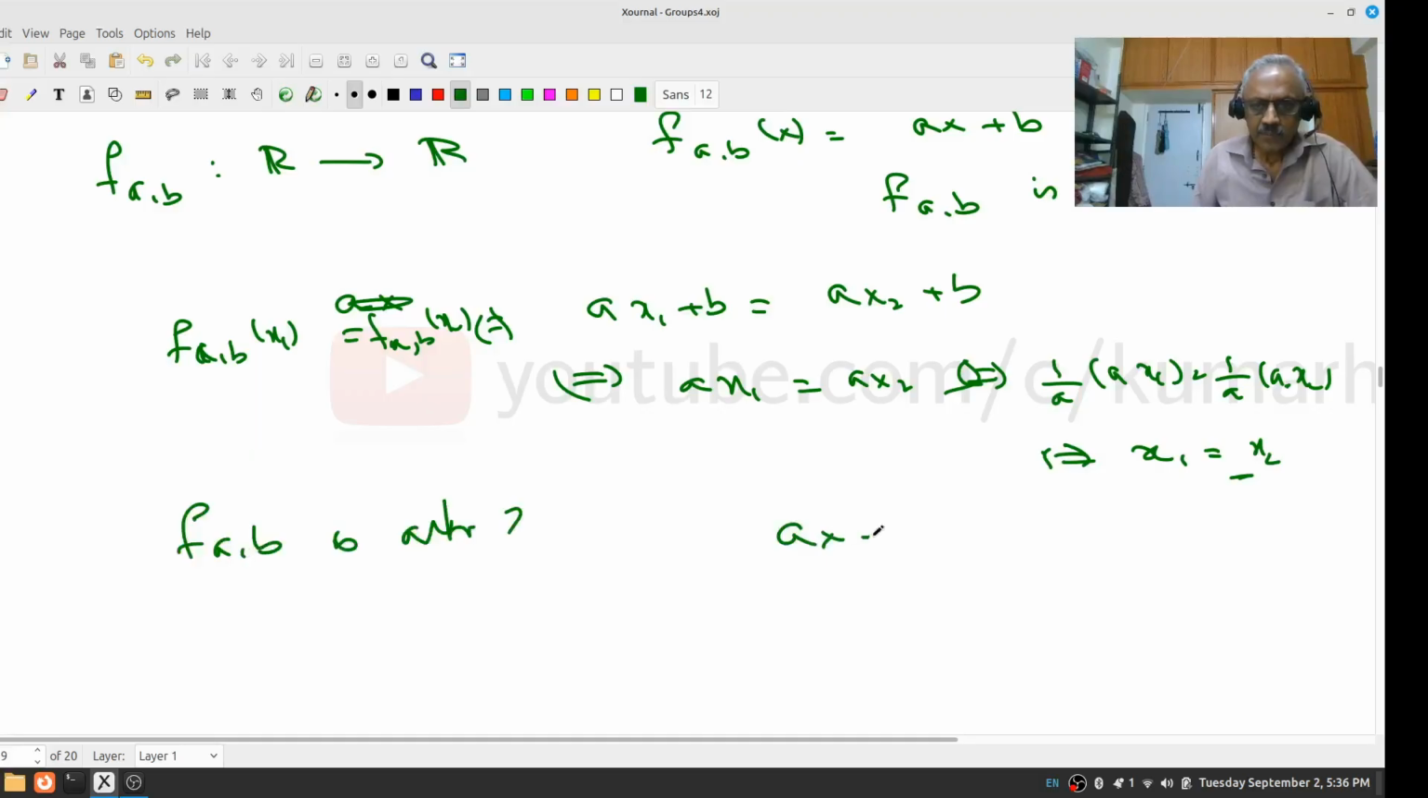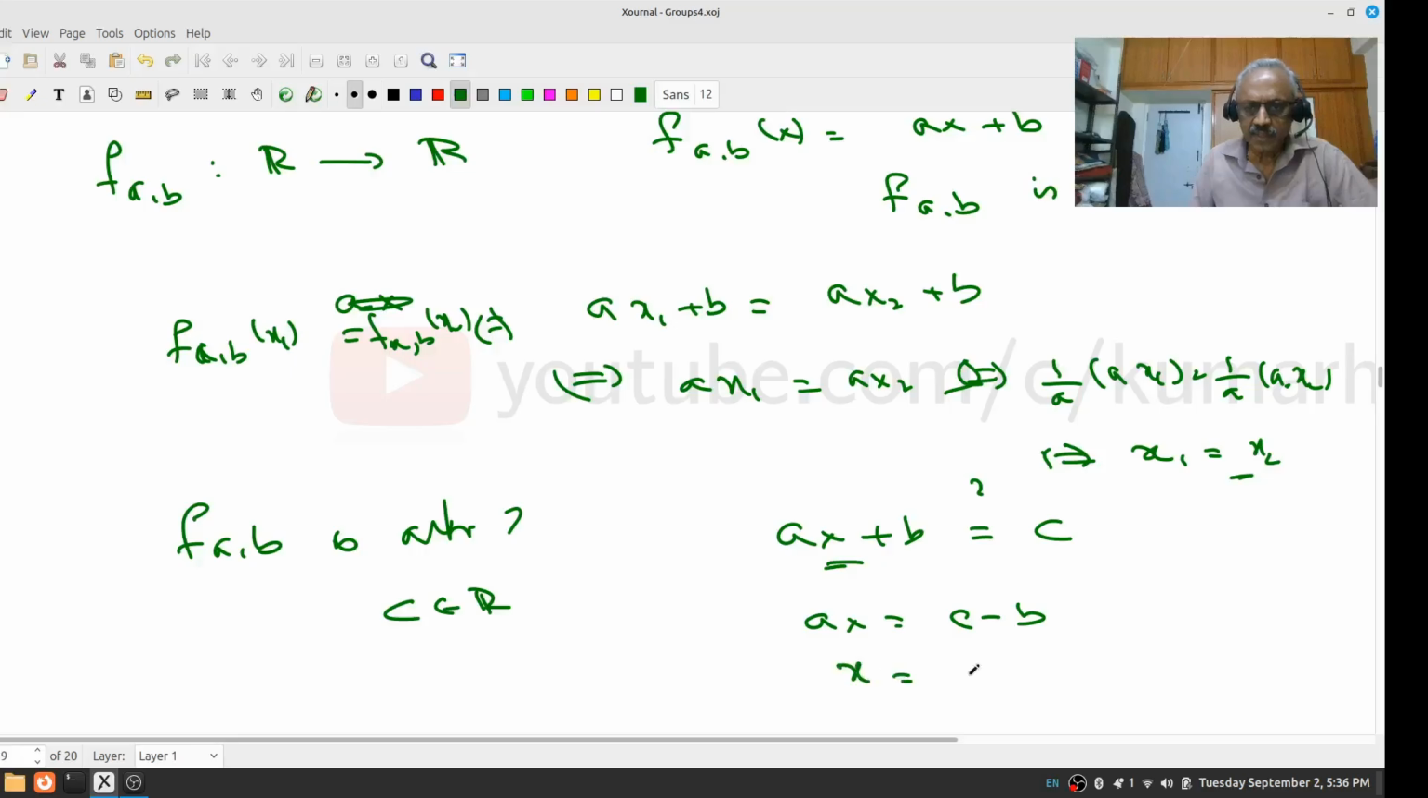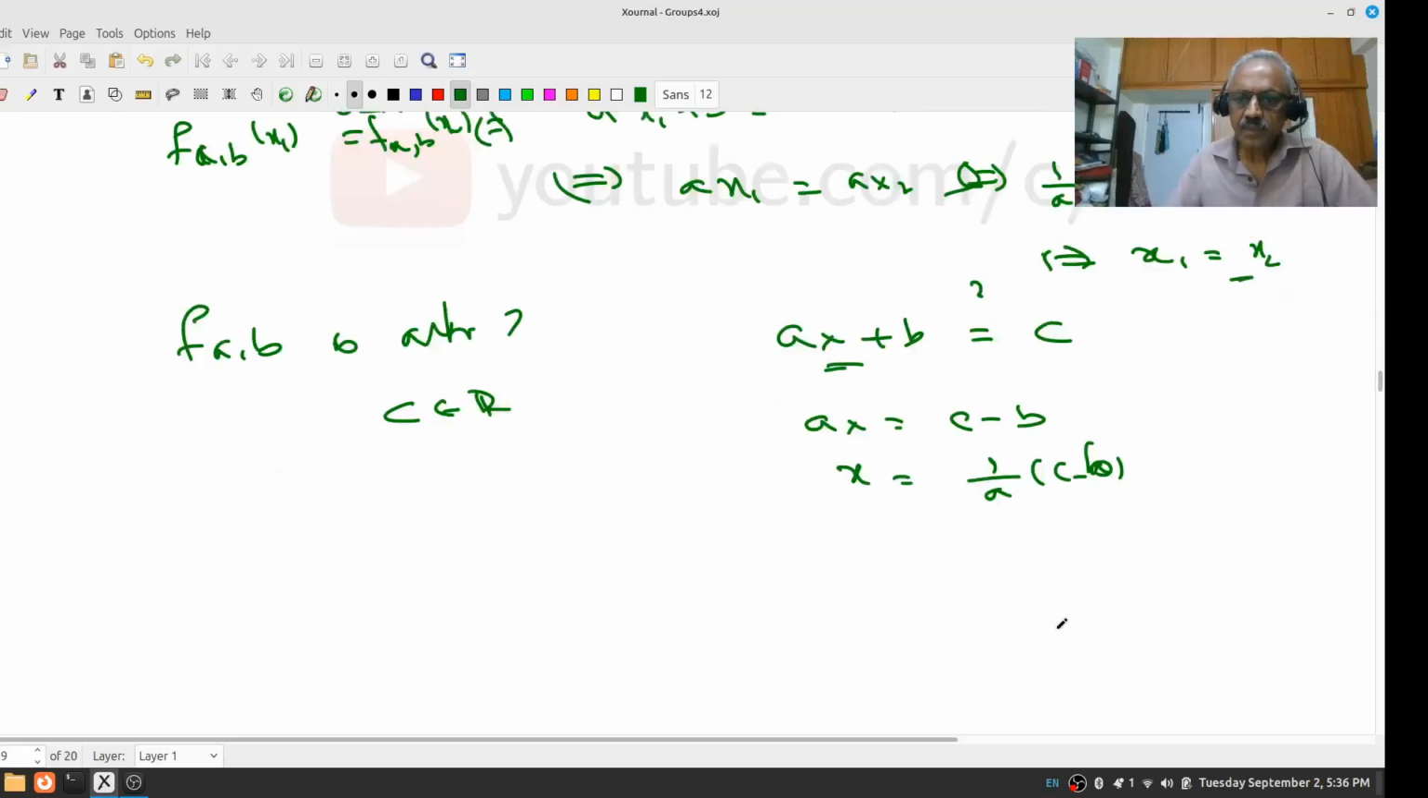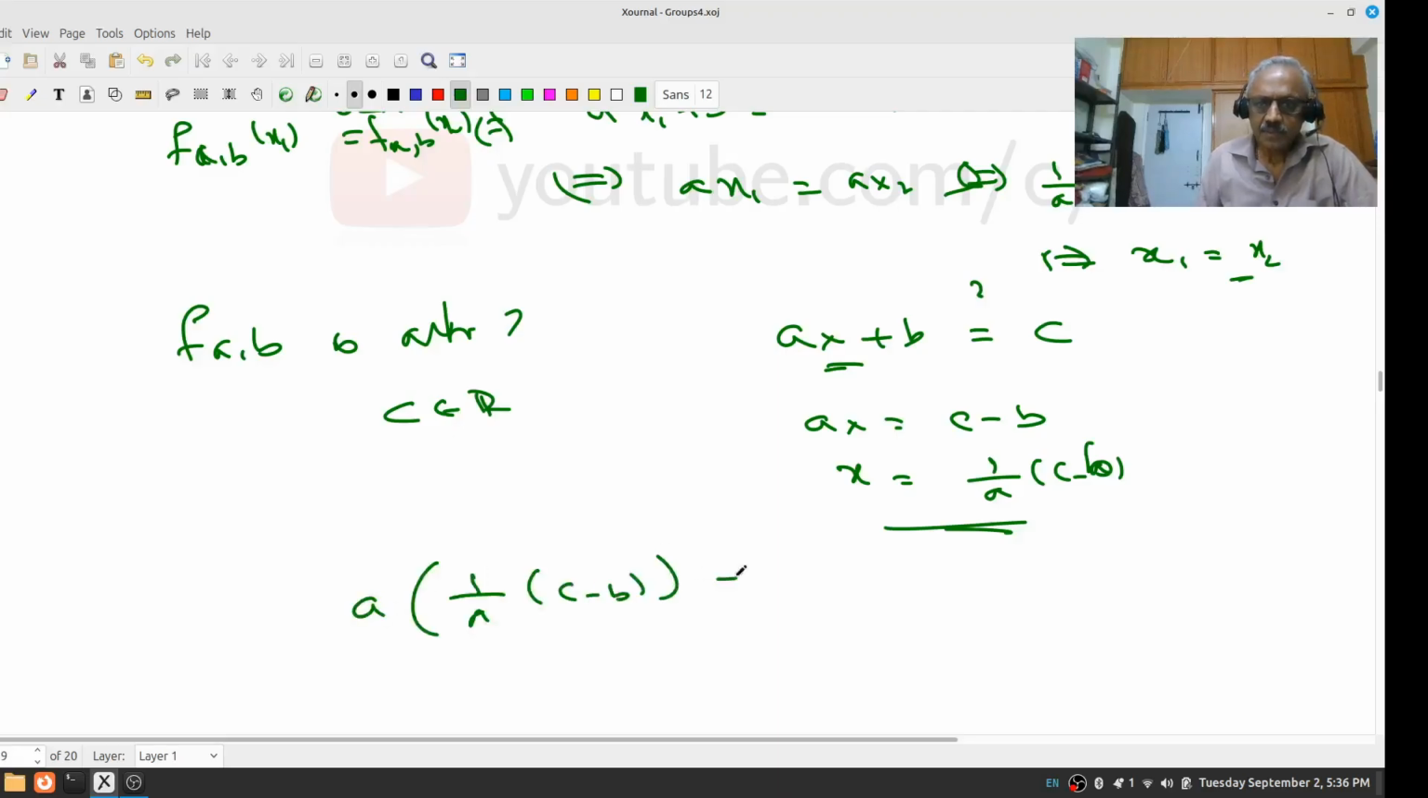Why? Suppose I have ax plus b, and c is any real number. Can I solve for this? Does there exist an x such that this happens? Yes, because ax equals c minus b, and since a is invertible, I can write 1 by a times c minus b. Take x equal to this, therefore a into 1 by a into c minus b plus b is c minus b plus b, which is c.